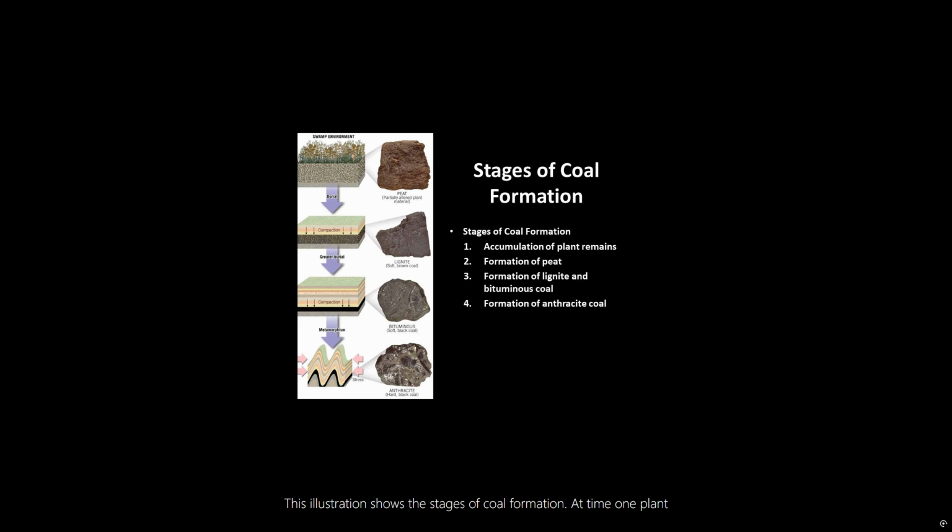This illustration shows the stages of coal formation. At time 1, plant remains accumulate in a swamp environment. At time 2, the formation of peat occurs as the material is compressed by overlying weight. Over time, the compression starts to squeeze the water out of the peat and concentrate the carbon of the plant material. The more compressed the coal becomes, the lower its water content goes and the higher its carbon content rises.